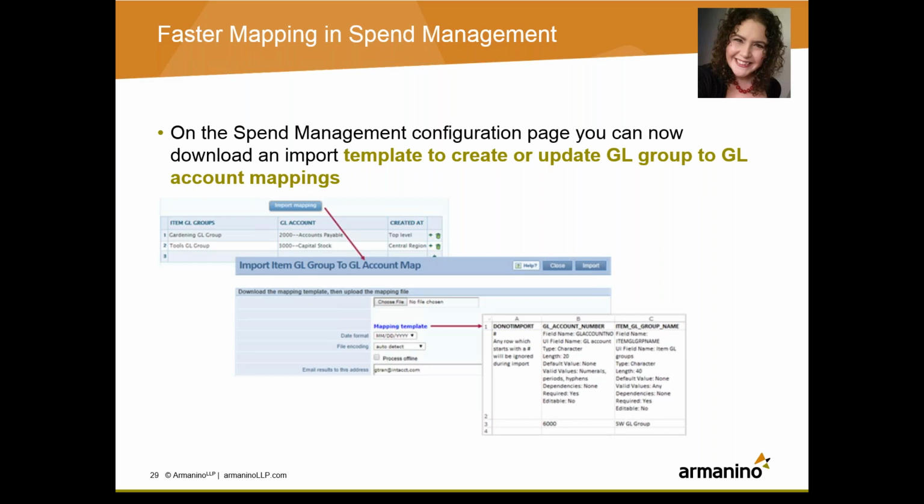When you're in auto match mode, you get the template from the bank reconciliation screen. And this particular template, if you have spend management enabled, you're going to get from the configuration screen for spend management. So you go into your configuration screen, click the button to import the mapping, and then you'll see the mapping template right above the date field, and you can click on that and download your template to complete it.